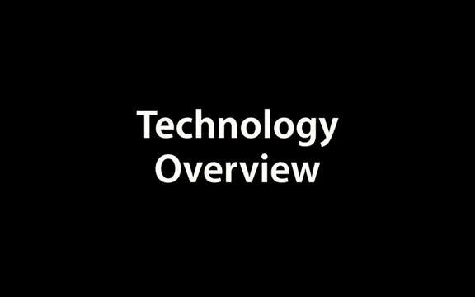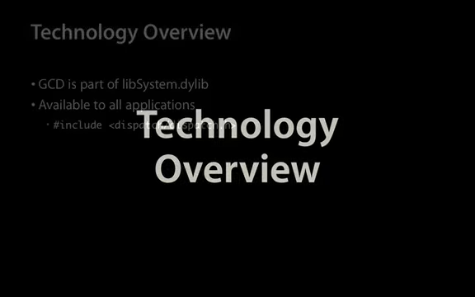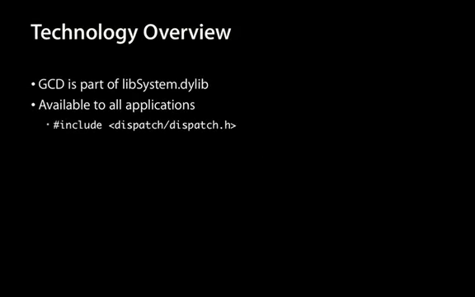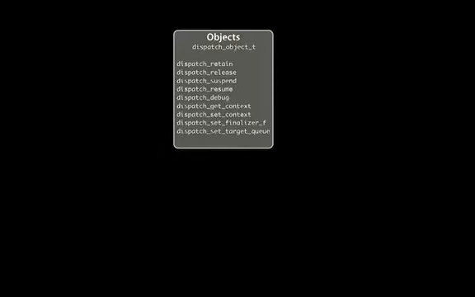So technology overview, what are we going to be talking about? GCD is a part of libsystem. You don't need to do a single thing to get it. It's in every process. It comes right along with basic malloc and free and other fundamental library API. All you need to do is include one header, and you get access to all our API, dispatch/dispatch.h. That's it.